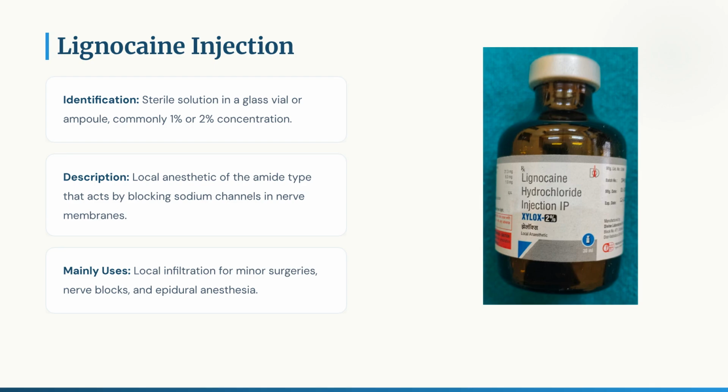Lignocaine injection is a sterile local anesthetic solution. Its main uses include local infiltration for minor surgeries, nerve blocks, and epidural anesthesia.